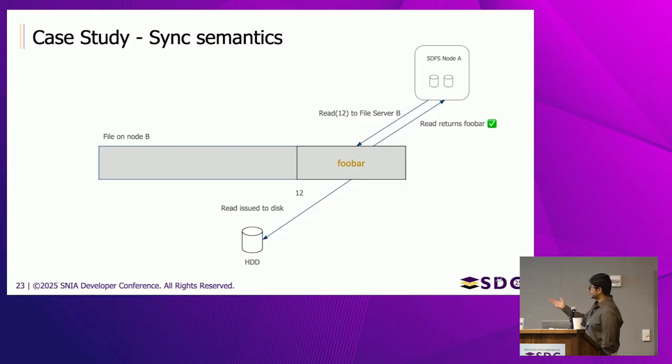And now when the client issues a read, we see that there's no dirty data anymore. The read is issued to the disk, and the read returns foobar. This is all good. This is what we want our client to see, and this is what our transaction should look like.